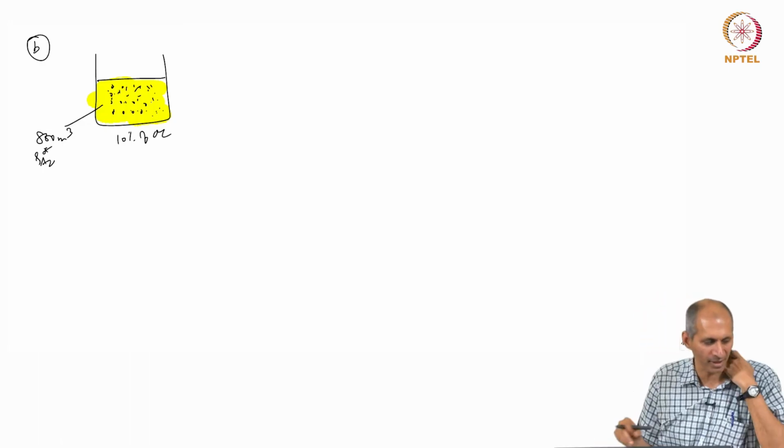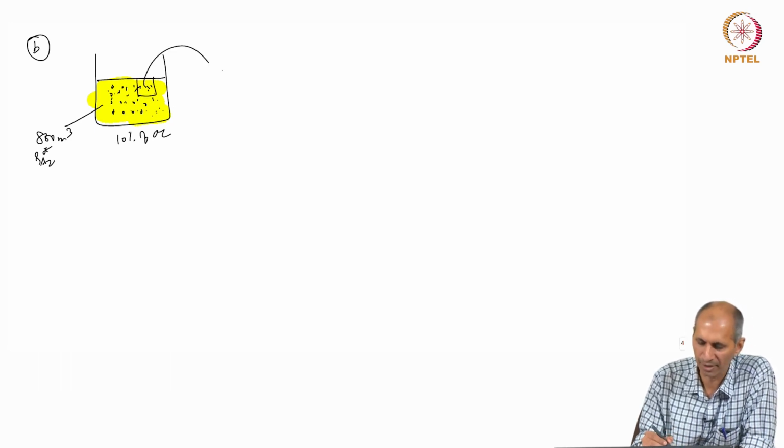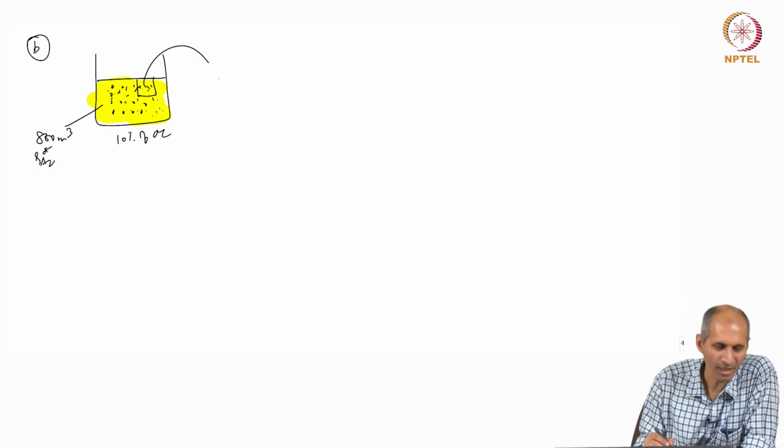The problem says I have a sample from this volume. I am taking a small sample of water into a glass bottle, a 1 liter glass bottle with a head space of 200 ml.